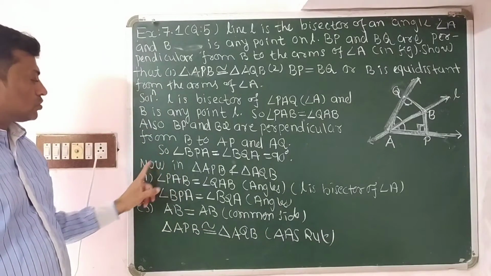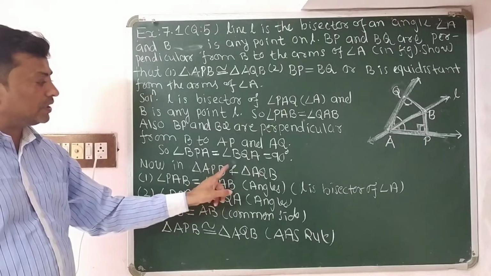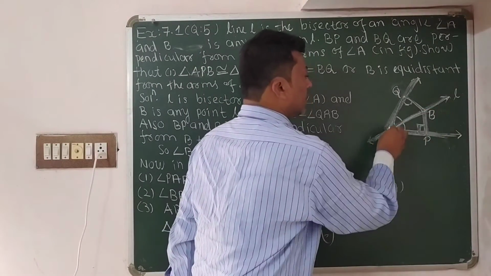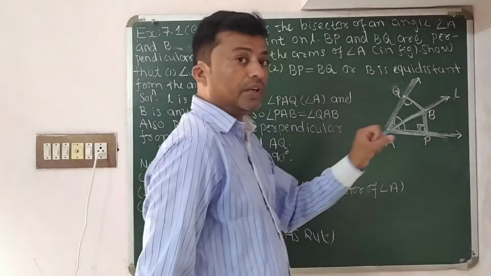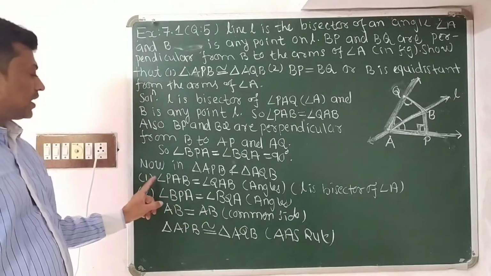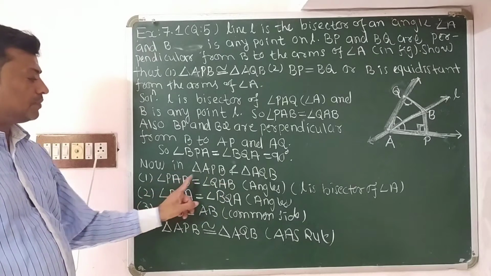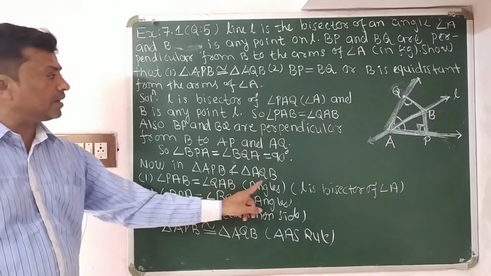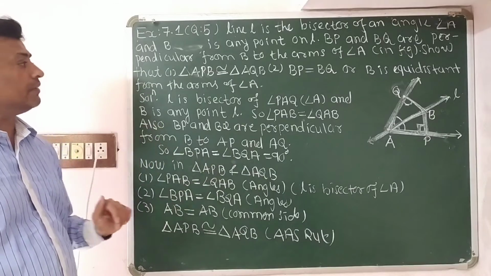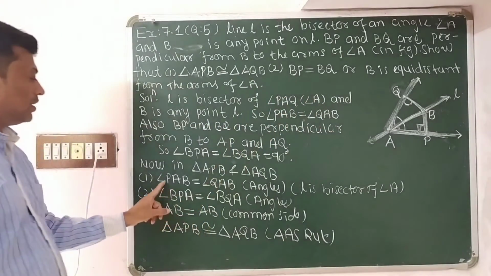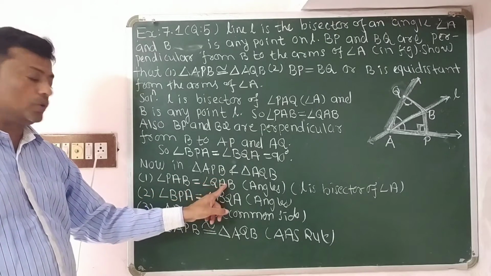Now see children, now in triangle APB and triangle AQB, in both triangles, first, angle PAB is equal to angle QAB. They are a pair of angles, and we already discussed this here. See, angle PAB is equal to angle QAB.